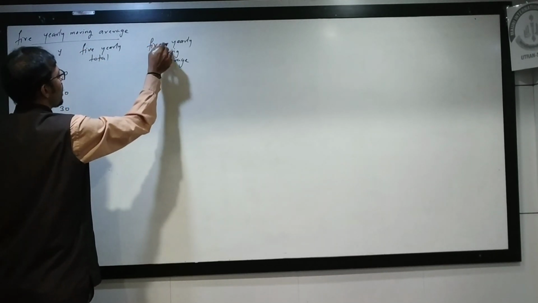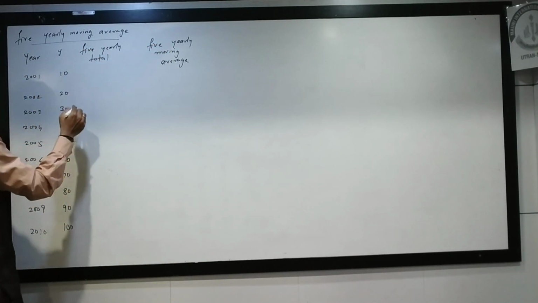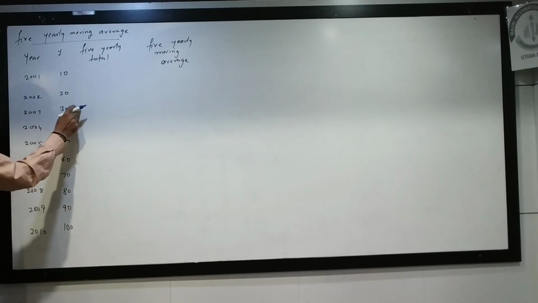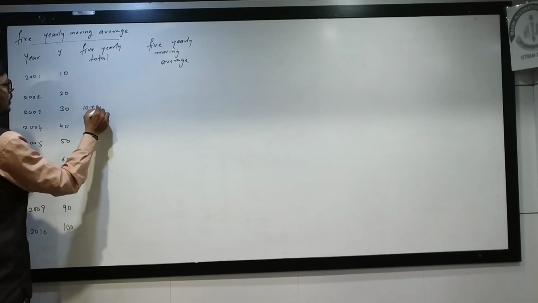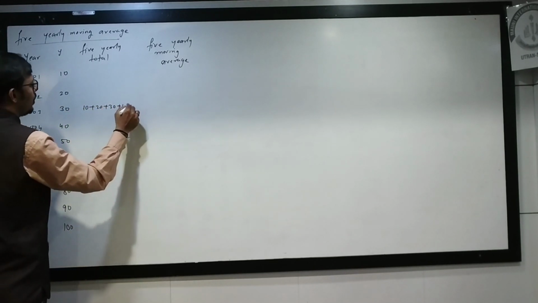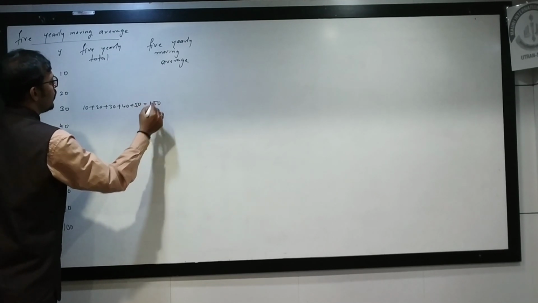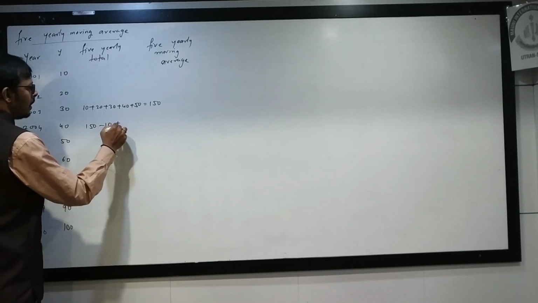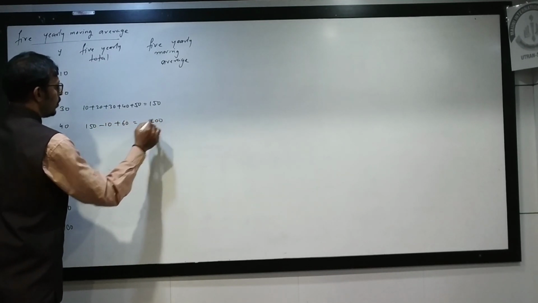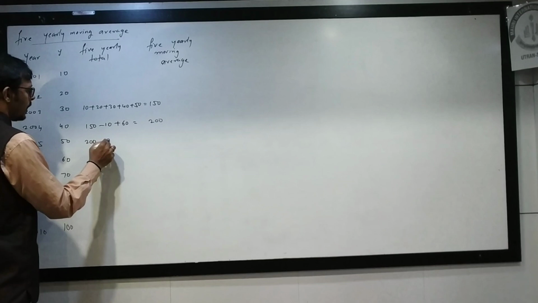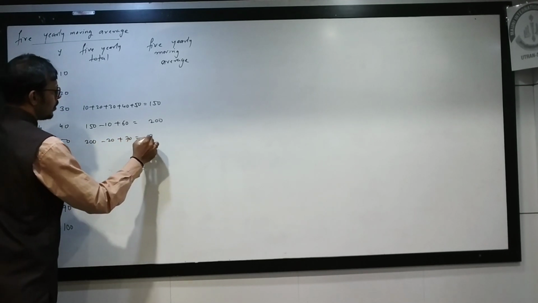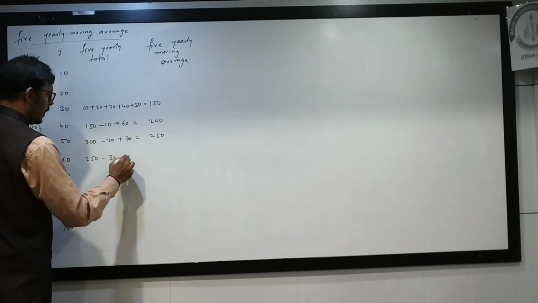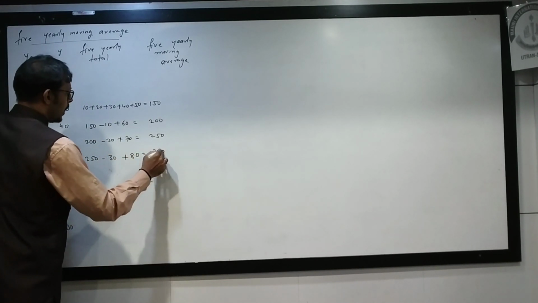So 5 numbers: 10. Where you have to write the result: numbers 1, 2, 3, 4, 5, in between this number. So write 10 plus 20 plus 30 plus 40 plus 50 is equal to 150. Then from this 150 subtract 10, add 60, you get 200. Then from this 200 subtract 20, add 70, you get 250. From this 250 subtract 30, add 80, you get 300.